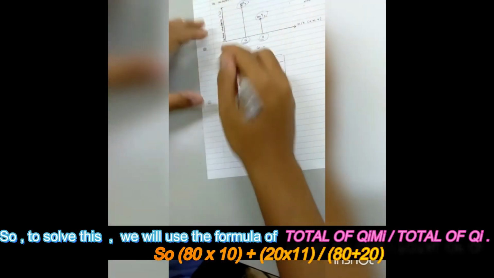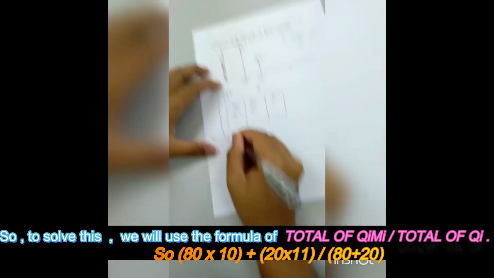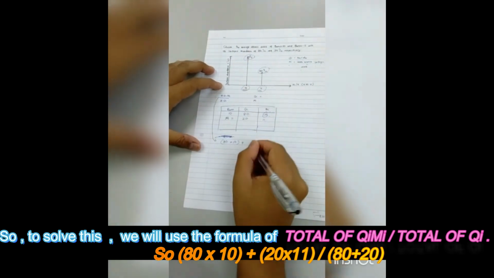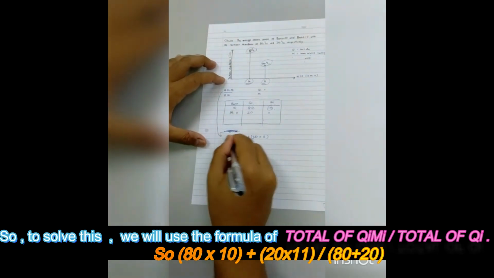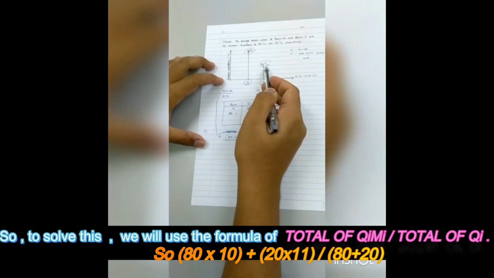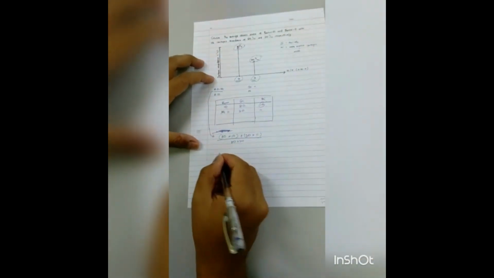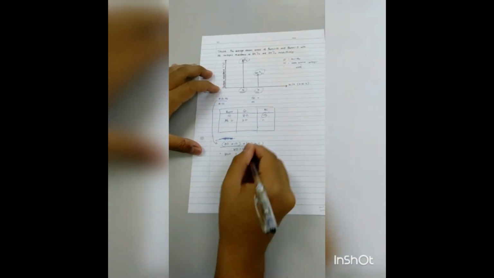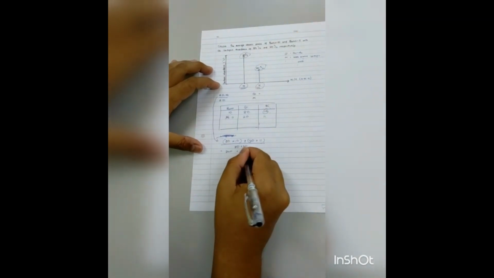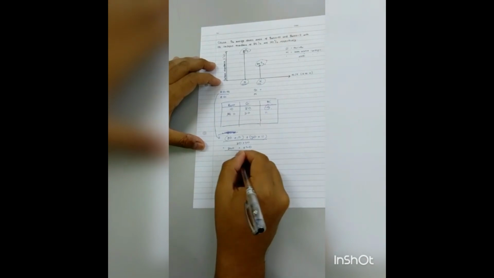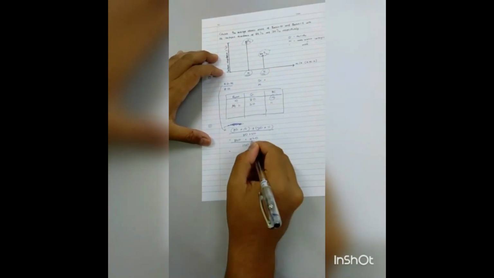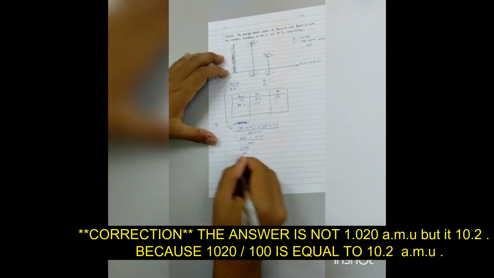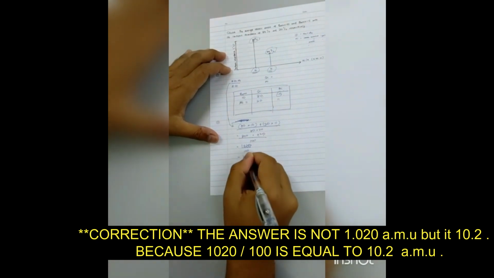So to solve this, we need to use the formula. So Ki 80% times its Mi 10 plus 20 times 11 over the total of Ki, 80% plus 20%. So 20 plus 80. So 80 times 10 equals 800 plus 20 times 11 is 220. Over 100. So 800 plus 220 equals 1020 over 100. So its average mass is 10.2.